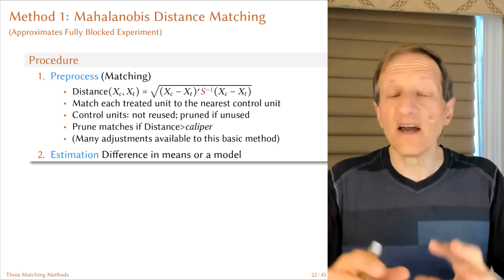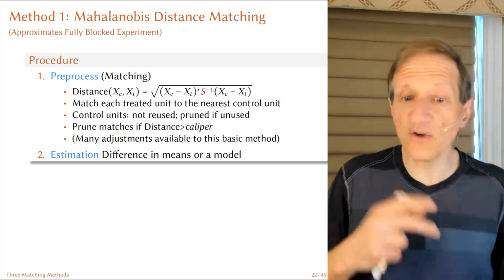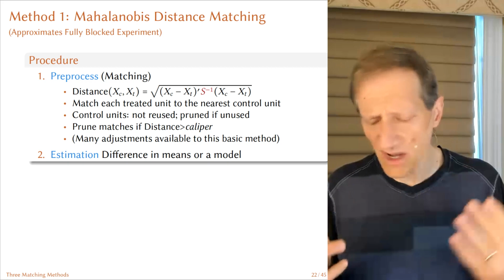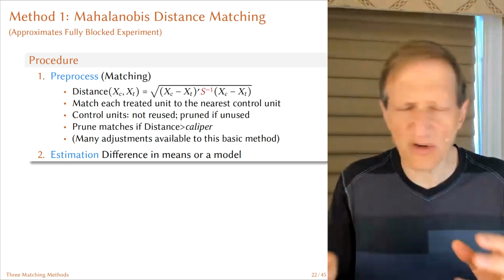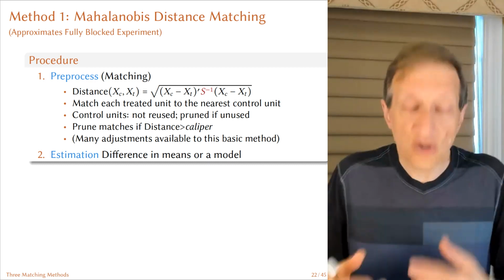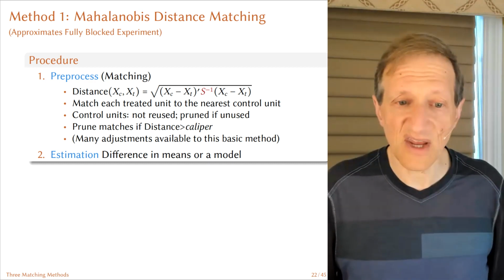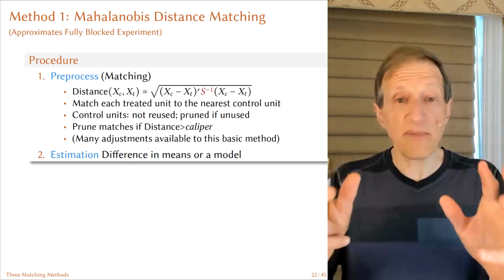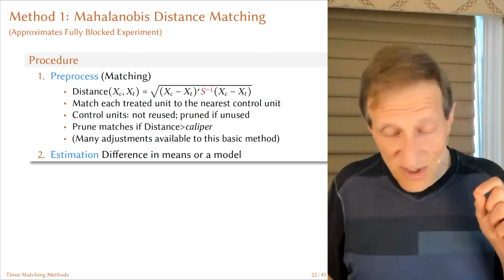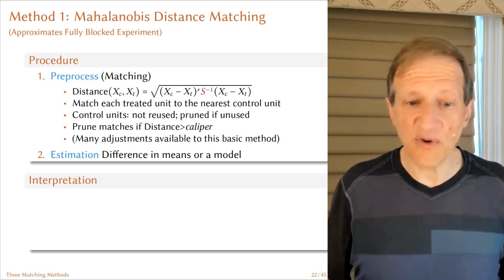There are many adjustments available to this basic method. You can reuse the units. You can have multiple matches for each treatment. There's many refinements. Those refinements do often matter, but they do not matter for the points that we're making here today. Okay, so you basically match by looking for the distance, where the distance is measured in this particular way, and then you do estimation.